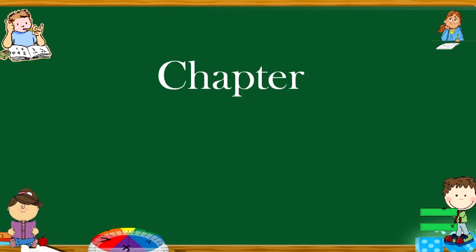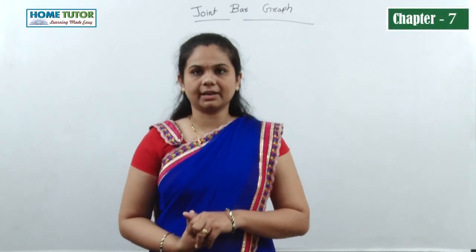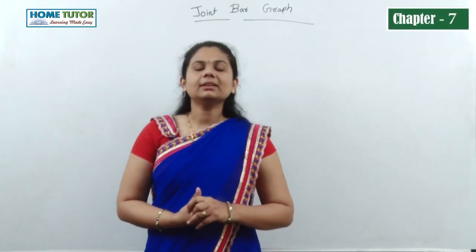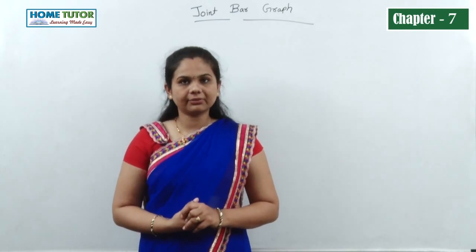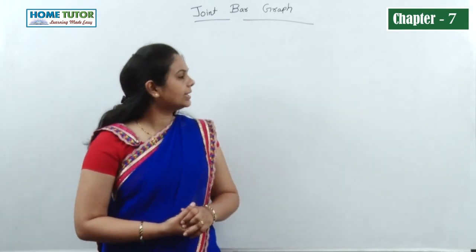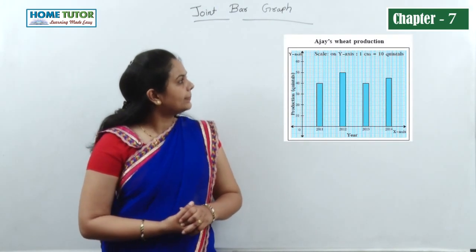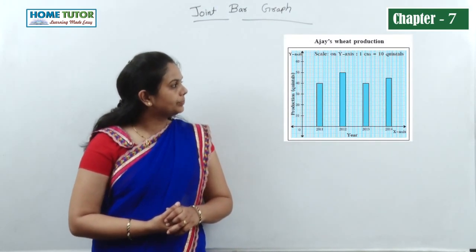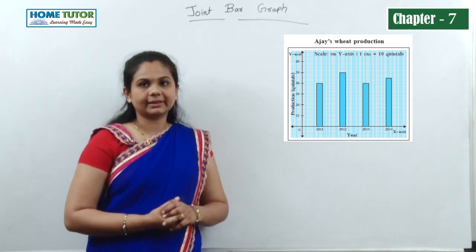Friends, now let's start with our new chapter, chapter number 7, that is joint bar graph. Now, for that, first let's have a look at bar graph. First हम bar graph देखेंगे, उसमें क्या है? तो it represents the production of wheat. किसका है ये? तो अजय का bar graph है.